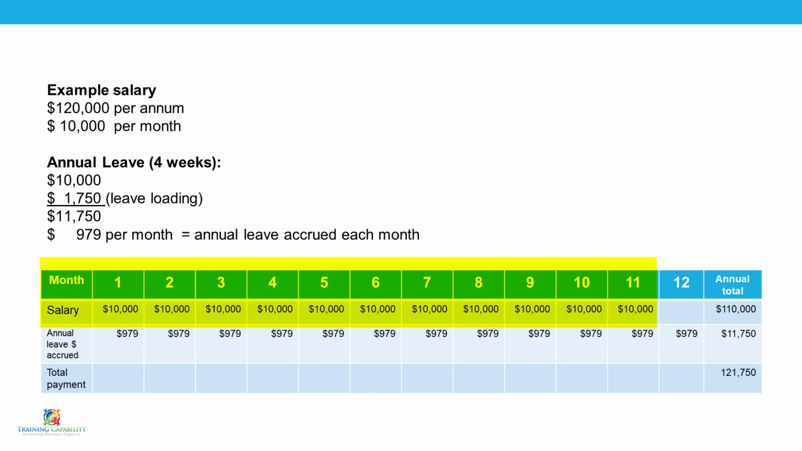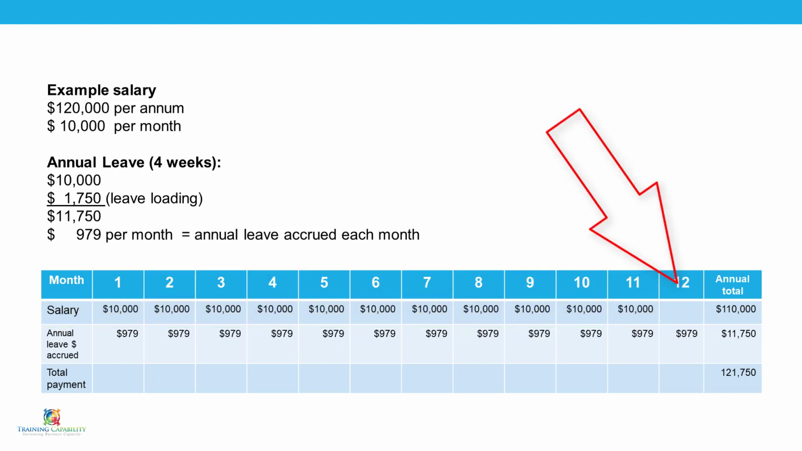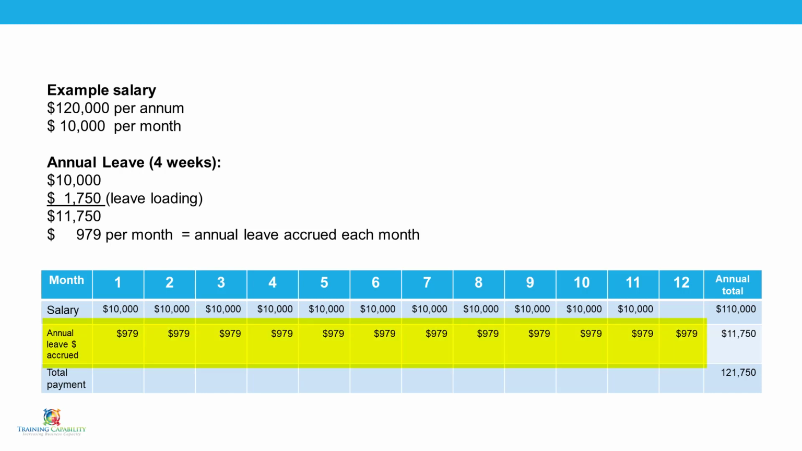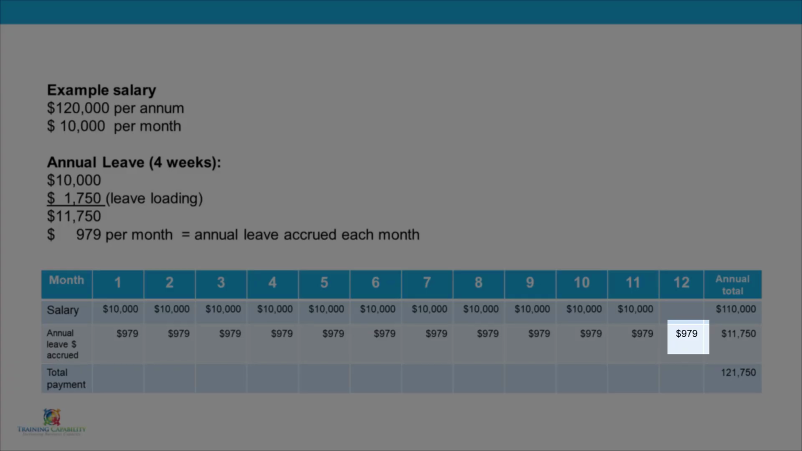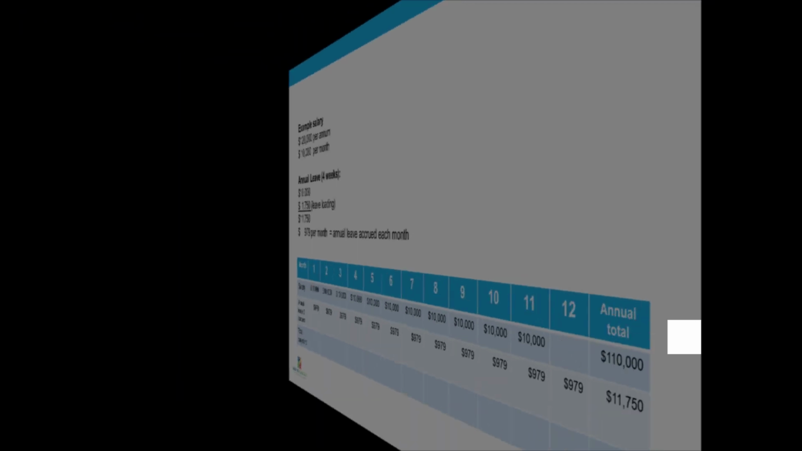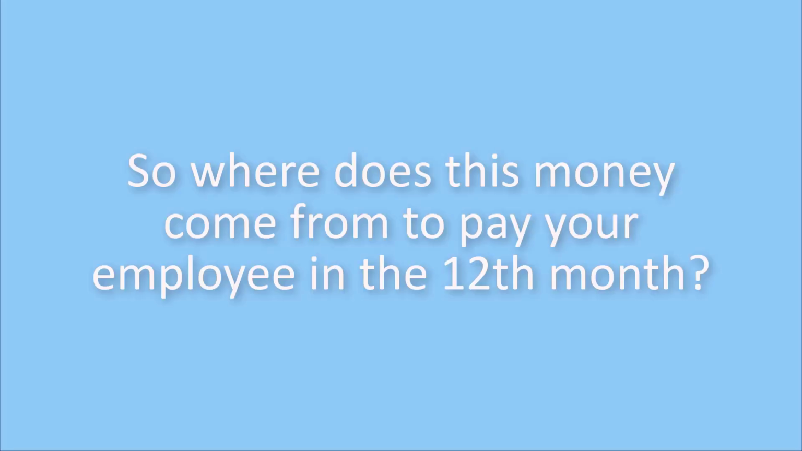On the 12th month, they take recreation leave, so there's no expense to your cost centre as this is paid from the annual leave liability account. The employee's annual leave liability account has $979 added each month, accumulated during the year as the employee earns recreation leave. Note, the employee still earns $979 annual leave even when they're on leave. So where does this money come from to pay for your employee in the 12th month?